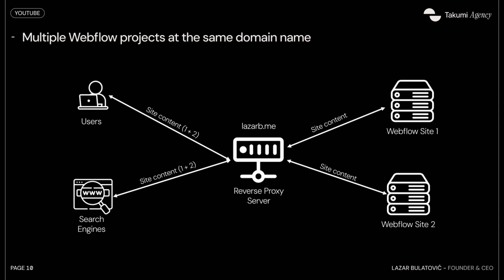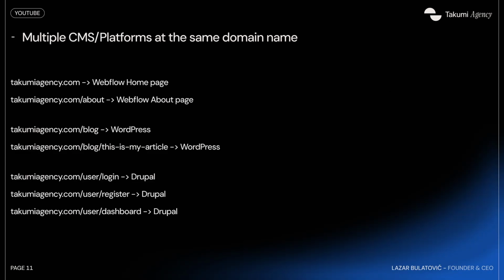Another very good thing about using a reverse proxy server is the ability to have multiple Webflow websites on the same domain name. But not only that, you can actually have different platforms or CMS platforms on the same domain name. For example, as you can see here, first two pages are Webflow, so homepage and about page are Webflow. Then we have blog and single blog template, which are WordPress. Then we have user login, register, and dashboard, which are in Drupal. This is just an example. This is not how we built it in reality, but this is what you could do.